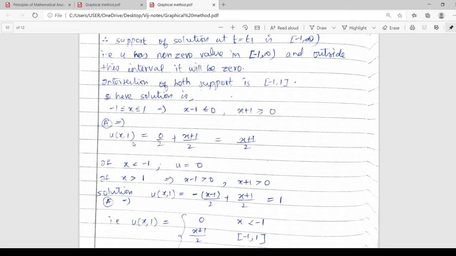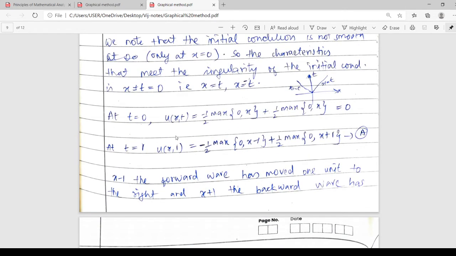So what does our u become? u at x, 1, if you substitute in equation 1, we will get, since x minus 1 is negative, here the maximum will be 0. And x plus 1 is positive, so here the maximum will be x plus 1. So you will get u at x, 1 equal to 0 plus half into x plus 1.